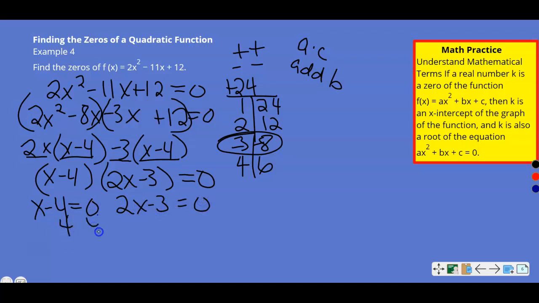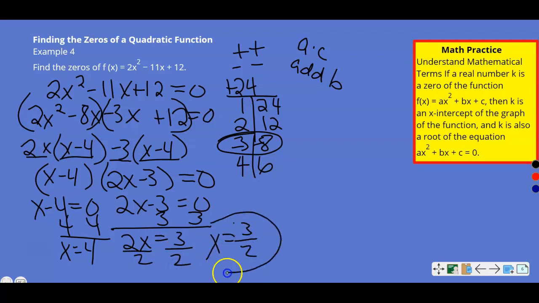And I get, add 4 to both sides, x equals 4. Add 3, and then divide by 2. X equals 3/2. All right, so it's easy to check this.